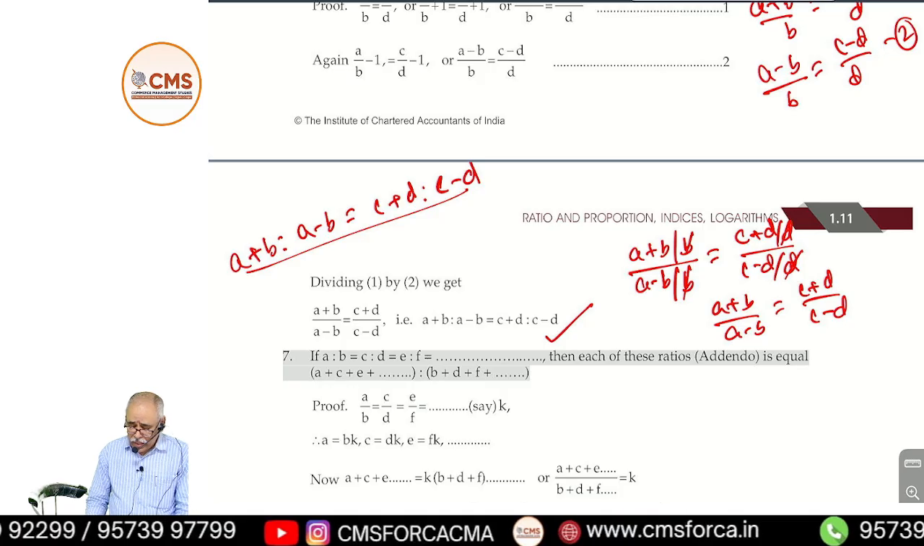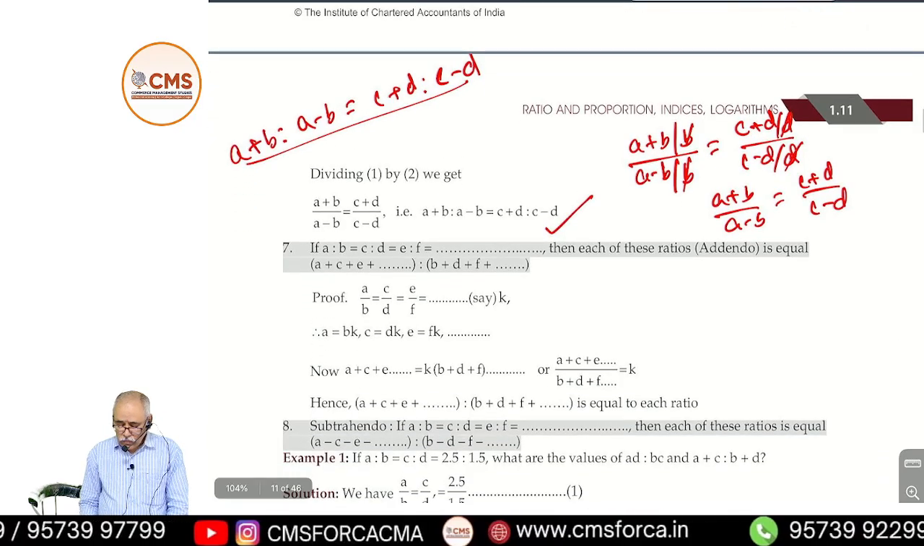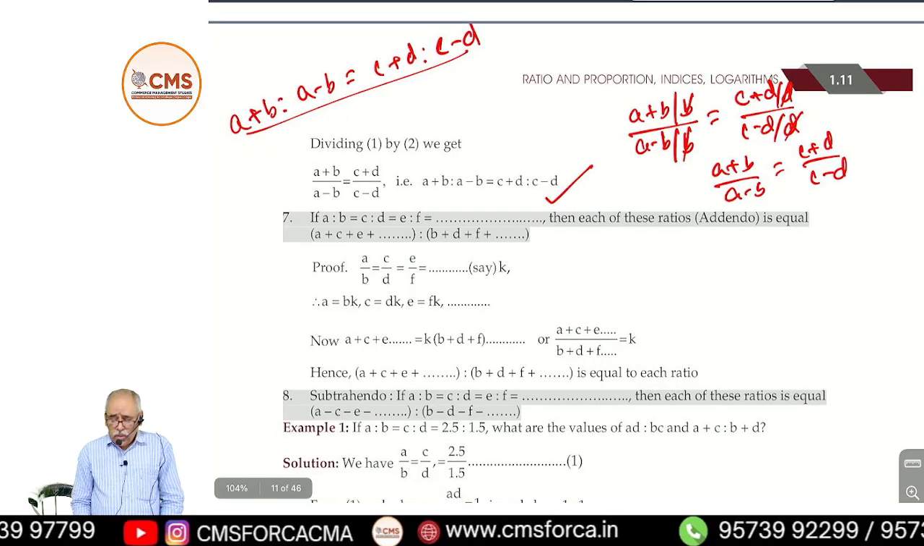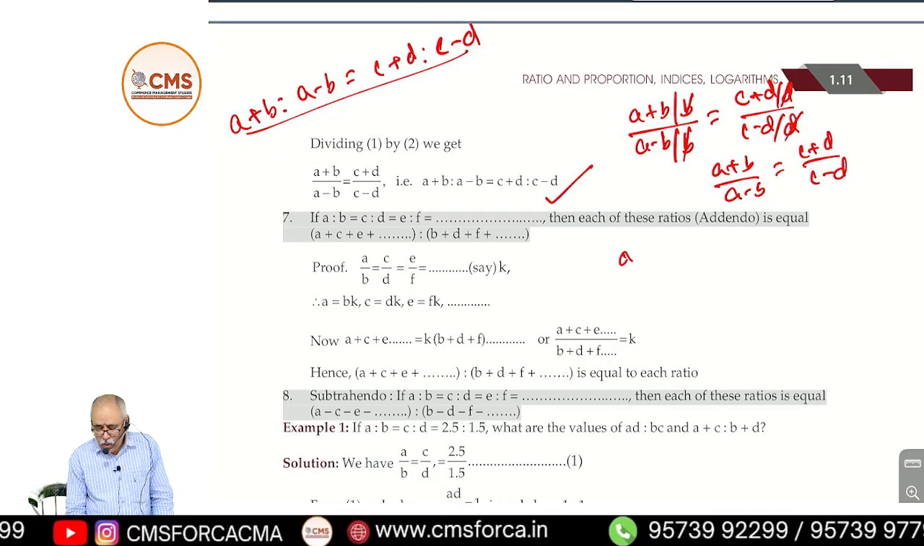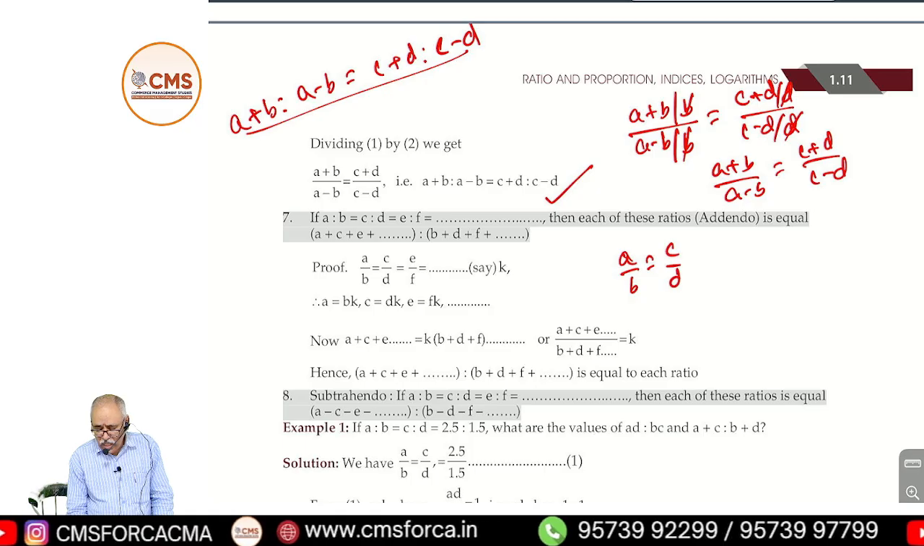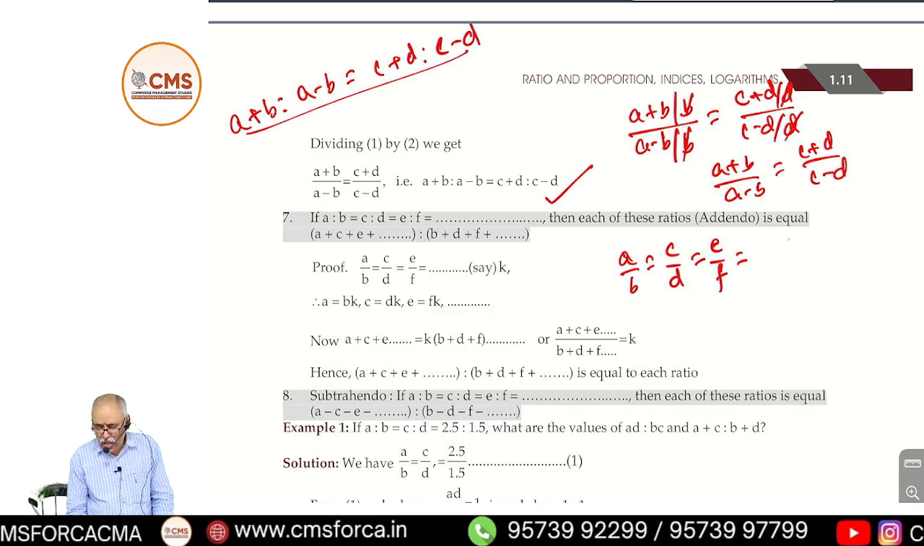So the next one is addendo. In addendo, here you see, suppose A by B equal to C by D equal to E by F and so on.